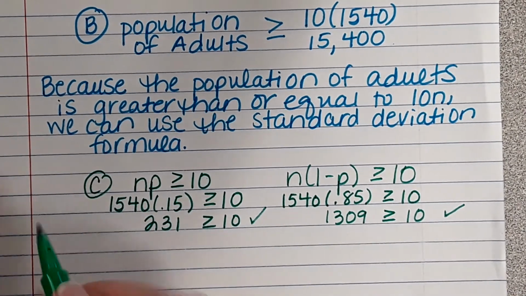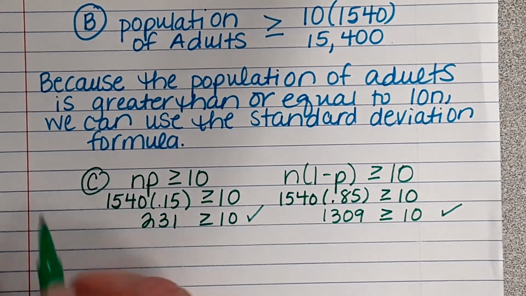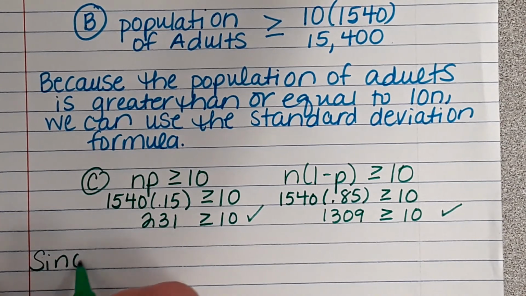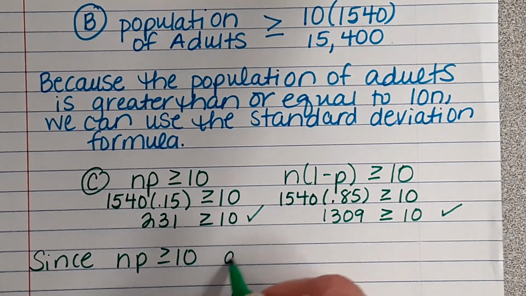Okay, so how do you think we're going to write this? You guys, you can't just leave it like that. All that shows is that you know that's the rule, but what does that mean? It means it's large enough to assume that's a normal distribution. Yep.